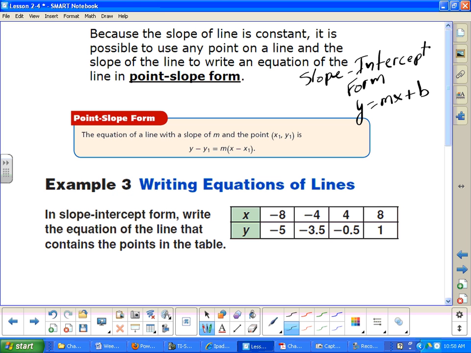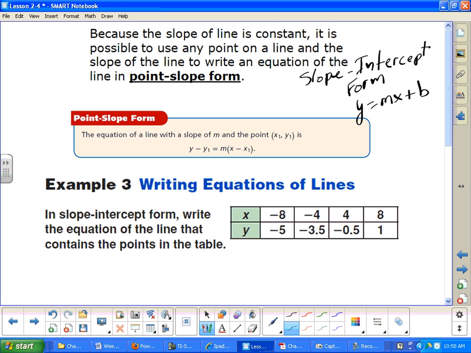And whenever we write equations of the line, 90% of the time or so, our final form is going to be slope intercept form. Sometimes they want it in standard form, which means that x and y would both be on the same side, but more often than not, we're going to write it in slope intercept form.